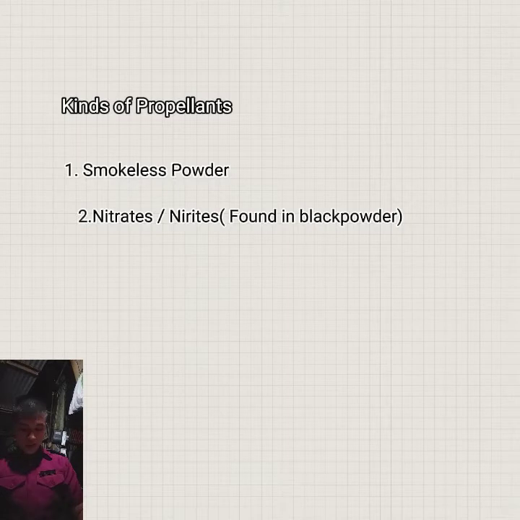The second kind of propellant is the nitrates. This is found in black powder. Salts of nitrates such as KNO3 are used as an ingredient in fireworks, gunpowder, blasting powders, and matches. These are also used to impregnate candle wicks. It is also used in pickling meat, in tobacco, and in treatment for heavy burning.